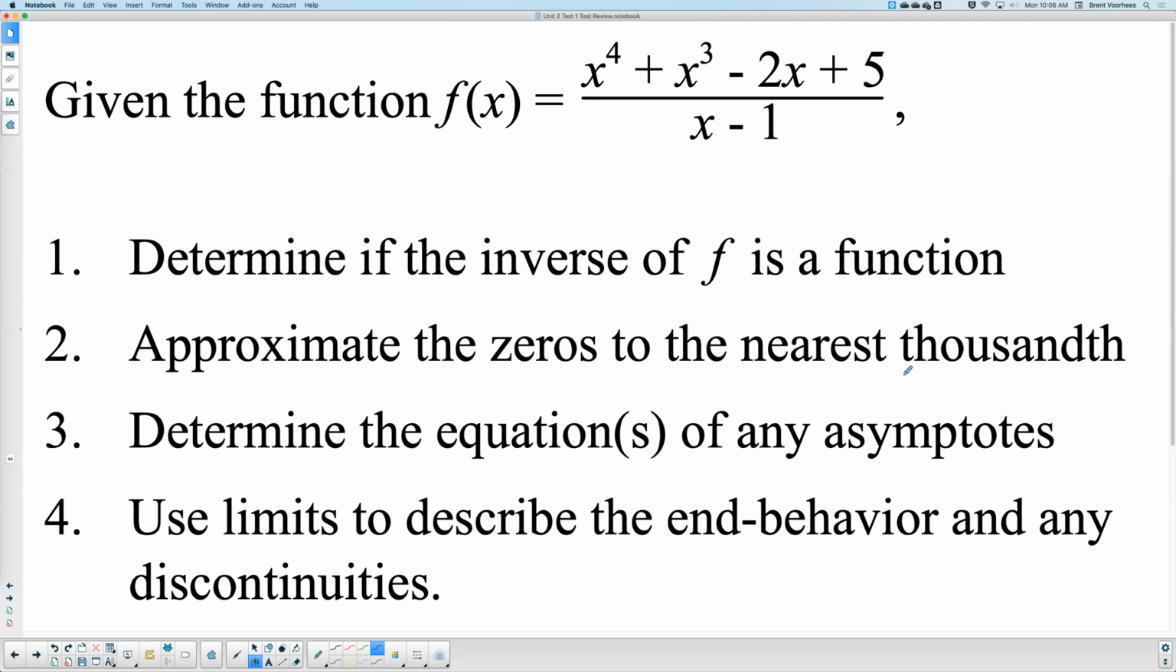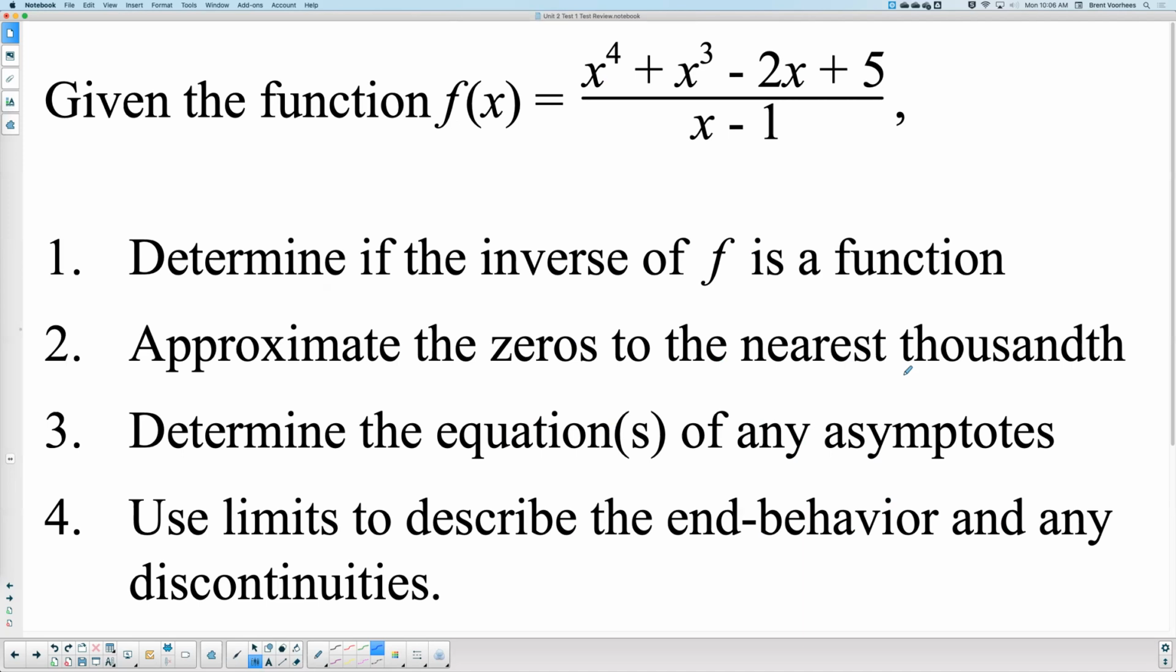Let's mix it up. Given this function, we're going to do four things. We're first going to determine if it has an inverse. So inverse was lesson 2.8: switch x and y. We'll approximate the zeros, that is from unit 1. Determine the equations of asymptotes, that was, I think, the lesson with rational functions.